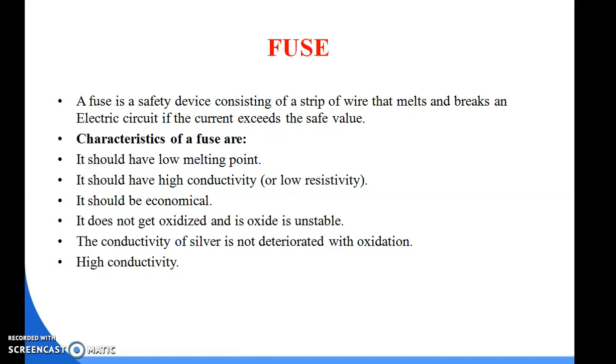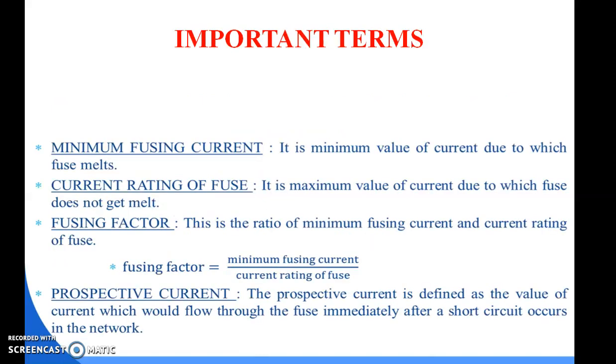The conductivity of silver is not deteriorated with oxidation, and it has high conductivity. These are the important terms. So what are the important terms in a fuse? Minimum fusing current. It is the minimum value of current due to which the fuse melts. That is called the minimum fusing current.